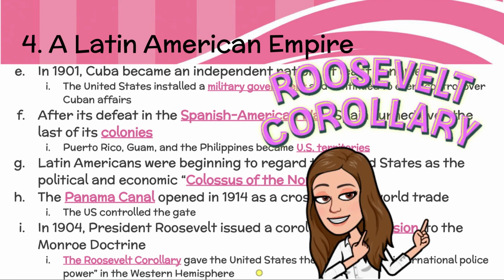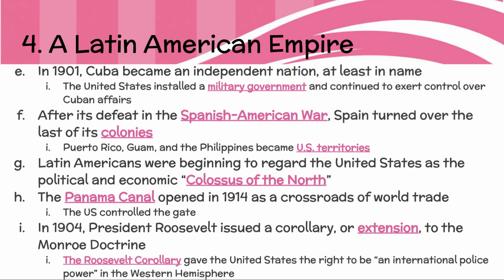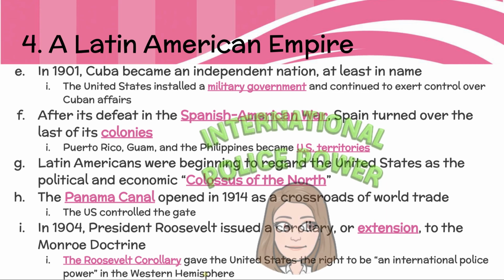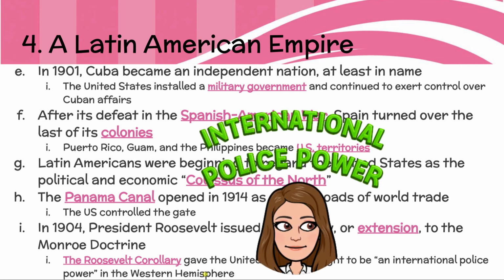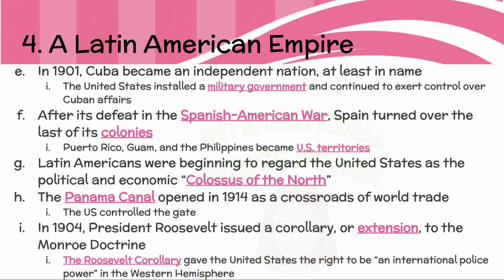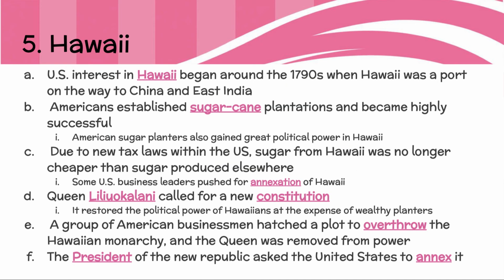This was a large way of the US asserting their influence in Latin America, and another way was the Roosevelt Corollary. The Roosevelt Corollary was an extension of the Monroe Doctrine. The Roosevelt Corollary named the US as an international police power, which basically just gave the US justification to butt its nose into Latin American issues with soldiers. It was just a different form of imperialism, a little bit different than the imperialism we've seen before, but it definitely still counts.